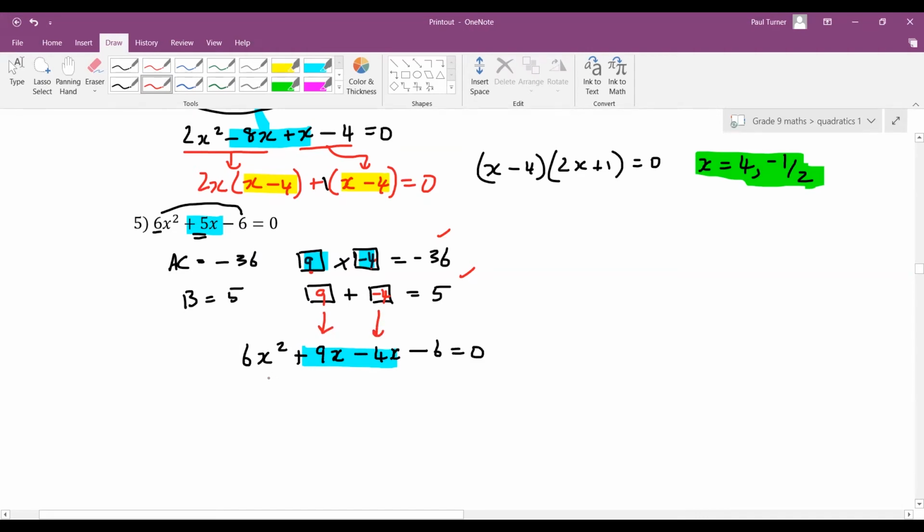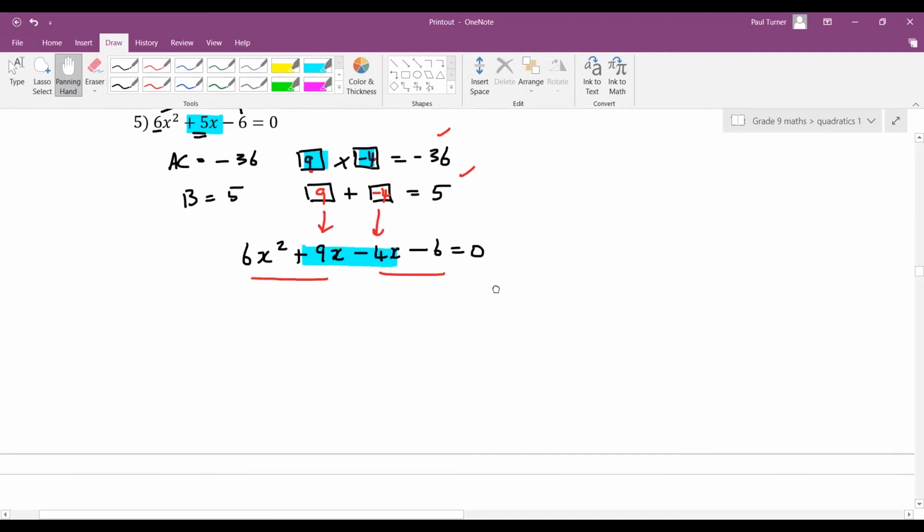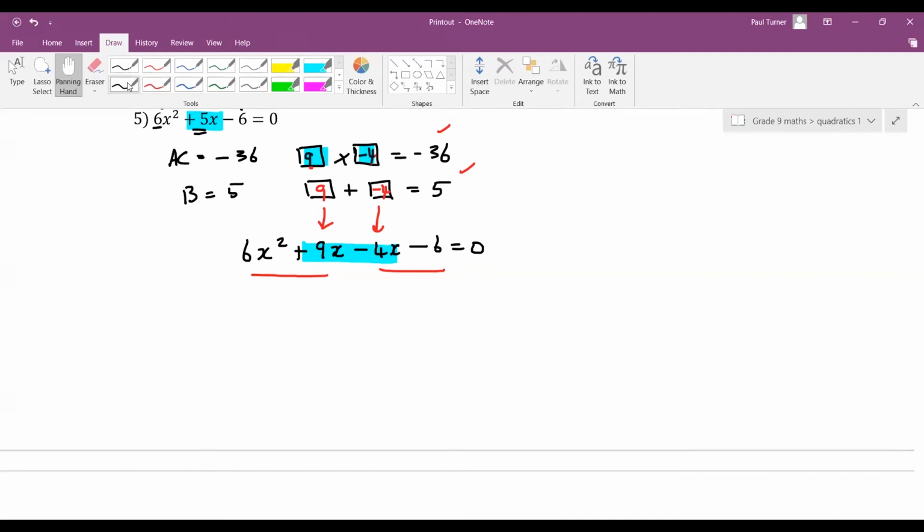So at this point, again, we will group by factoring, or factor by grouping rather. So we will factorize this as 3x(2x + 3) minus 2(2x + 3) for this last one here. This is that one there. Okay, I assume you're getting it. It just takes a bit of work.